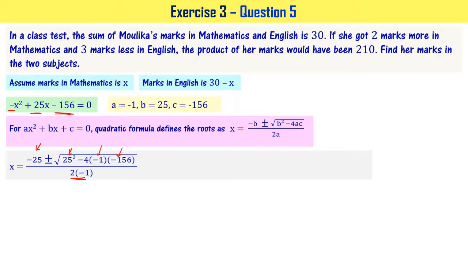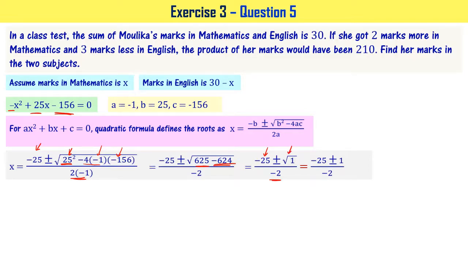You can further simplify this such that I can write it as minus 25 plus or minus square root of 625, that is 25 square, minus 4 times minus 1, that is plus 4, plus 4 times 156, that is minus 624, right? You have 625 minus 624 under root. That can be written as root 1. So what you have now is minus 25 plus or minus root 1 divided by minus 2. That can be written as minus 25 plus or minus 1 divided by minus 2, because square root of 1 is plus or minus 1.